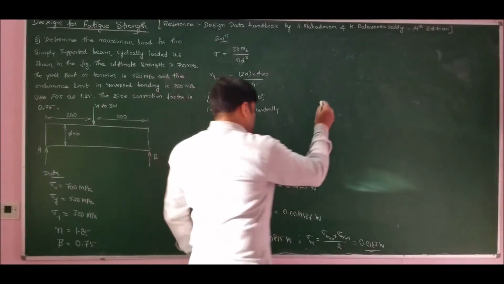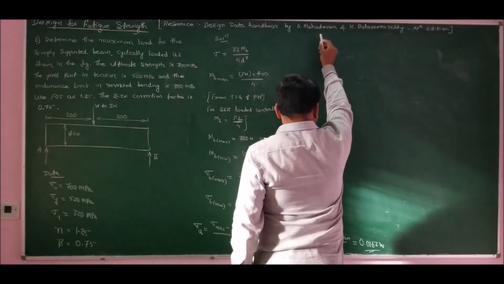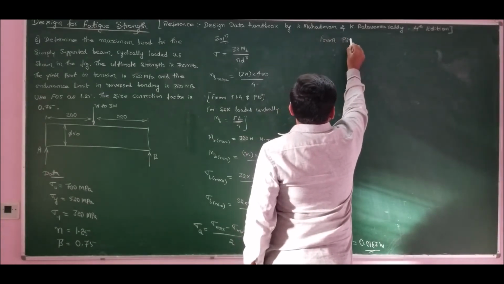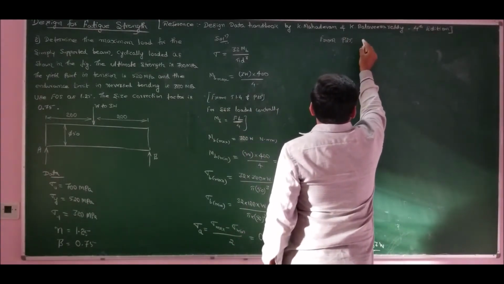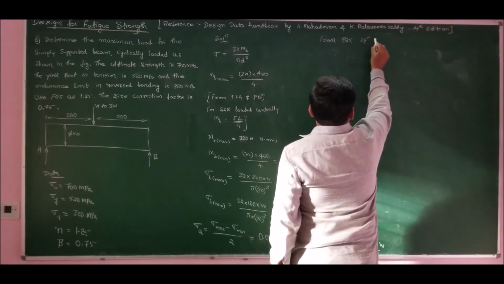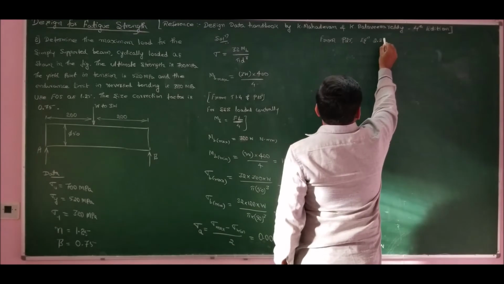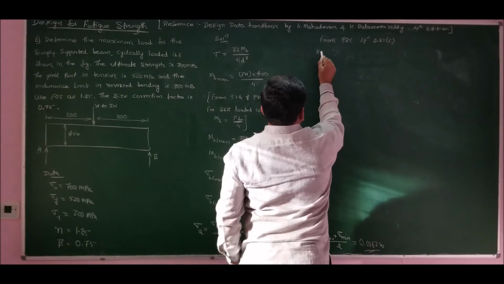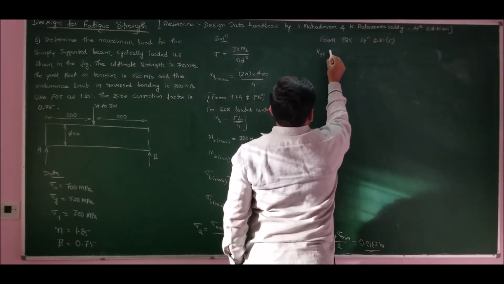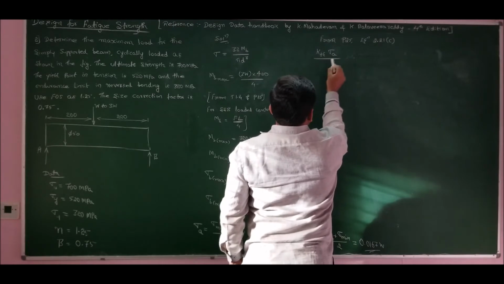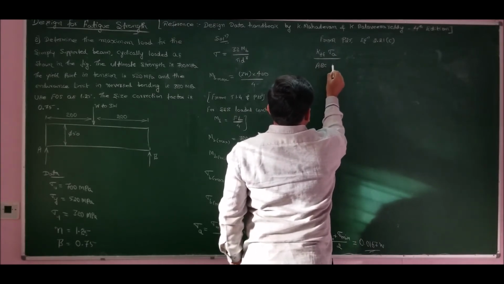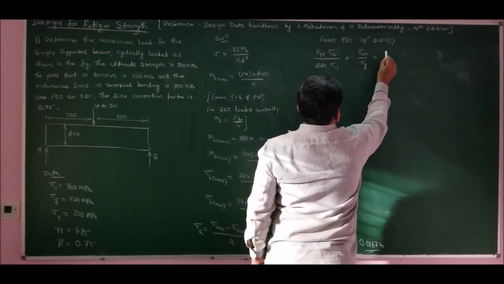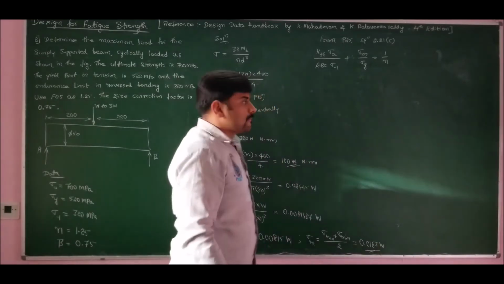So from Soderberg equation, from page number 25, referring to equation 2.21 C, we have fatigue stress concentration factor KTF into sigma amplitude divided by ABC factors into sigma endurance plus sigma mean by sigma yield is equal to 1 by factor of safety.